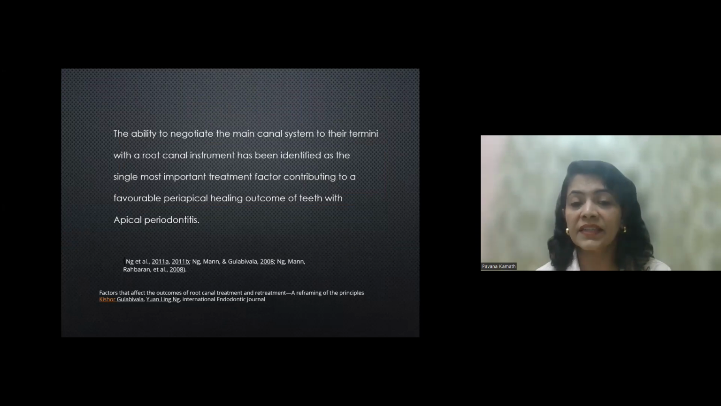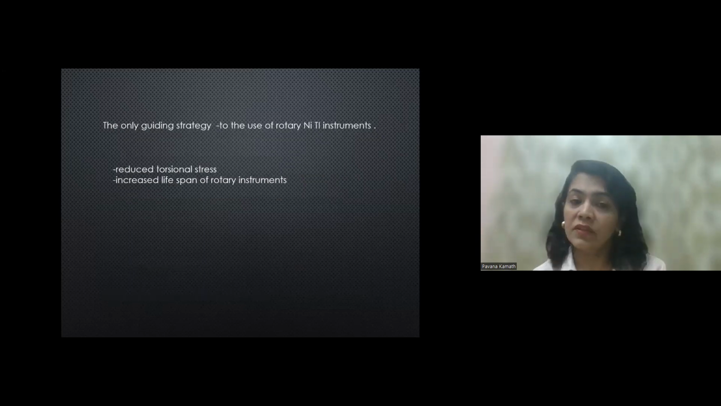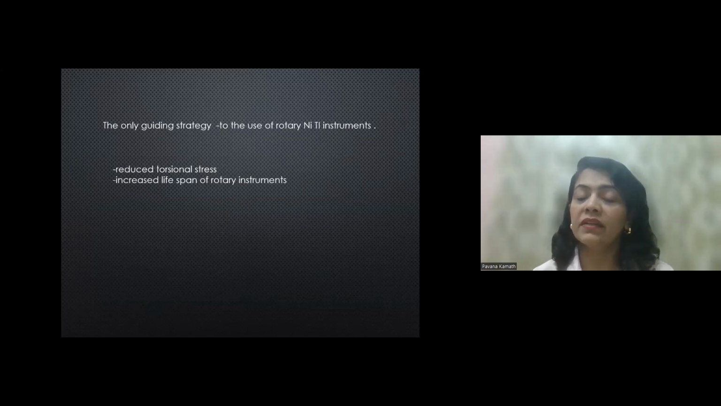Now, what it means is that despite the complexity of the root canal system, if the operator is able to negotiate the main canal system, it provides you access to the complicated system good enough to achieve a favorable periapical healing. That is the significance of a reproducible glide path, which is the only guiding strategy to the use of rotary NiTi instruments, which has become the norm in preparing the root canal systems mechanically. Also, a reproducible glide path of a sufficient size reduces the torsional stress in NiTi rotary instruments, and it also increases the lifespan of the rotary instruments by almost 6 times.